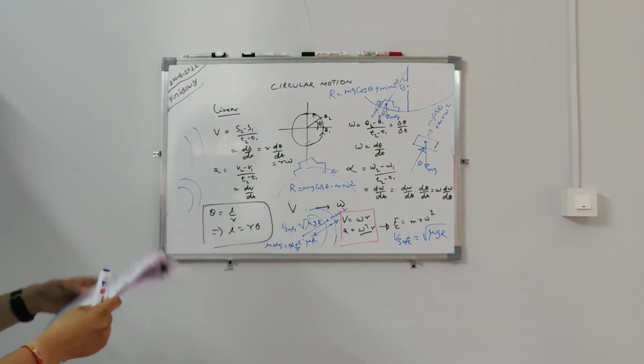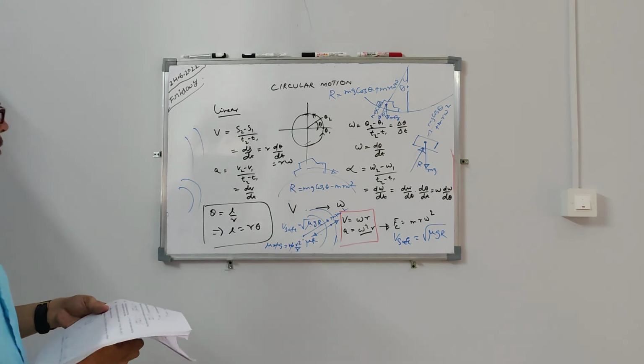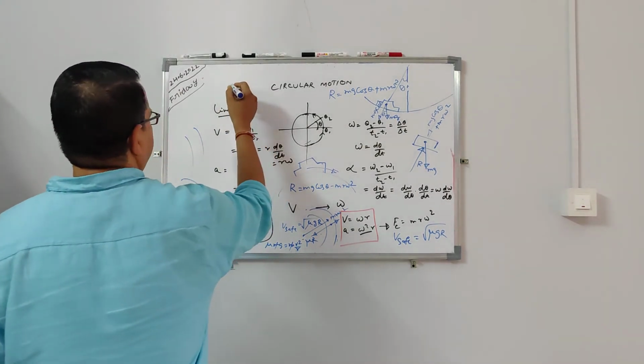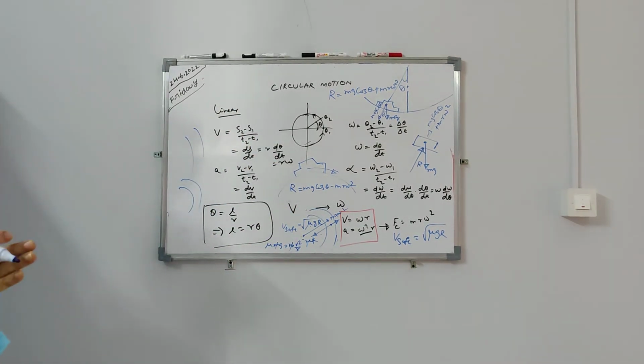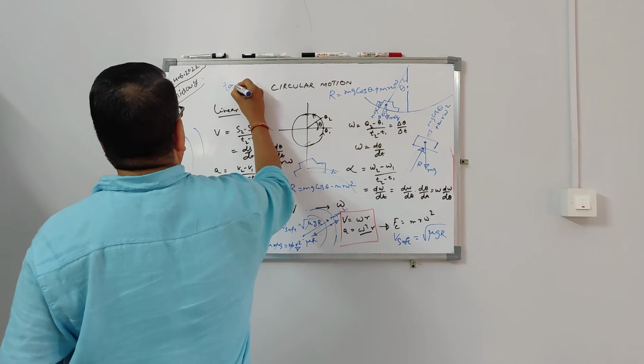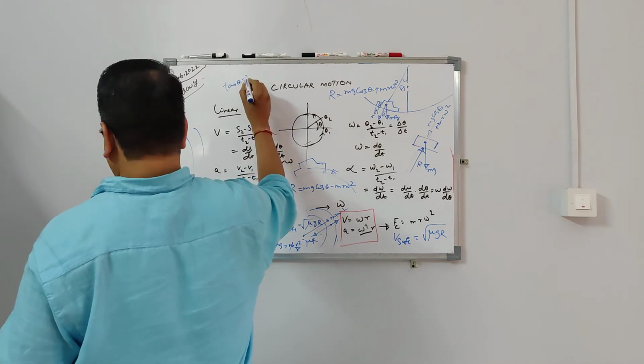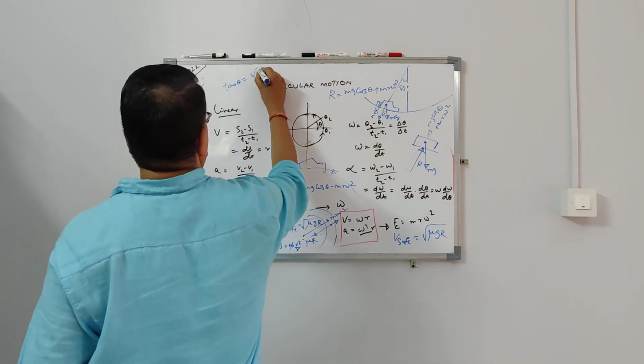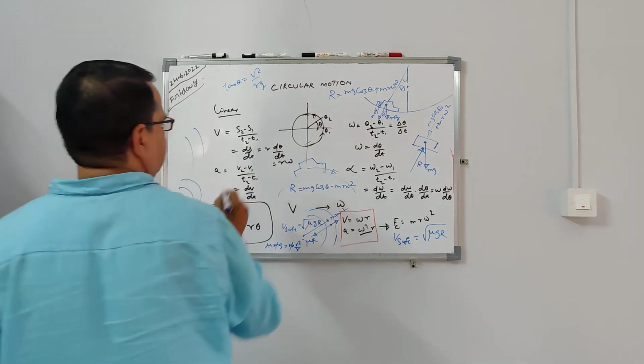And the bending of a cyclist we have already derived. That also you have to remember. A cyclist is going, so he has to bend a bit, so that a component balances the centripetal force. So the bending angle is given by tan theta equal to v square by r g. That also you have to remember.